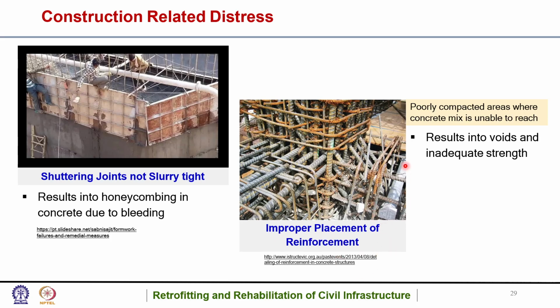If the placement of reinforcement is not proper, if there is very little space between the reinforcements, that can result in poorly compacted areas. That means the concrete mix is unable to reach these areas, and that will result in poor compaction. This will result in voids and inadequate strength. So it will have the honeycombing phenomenon also.